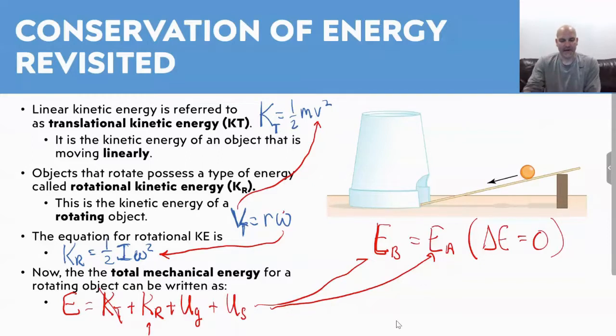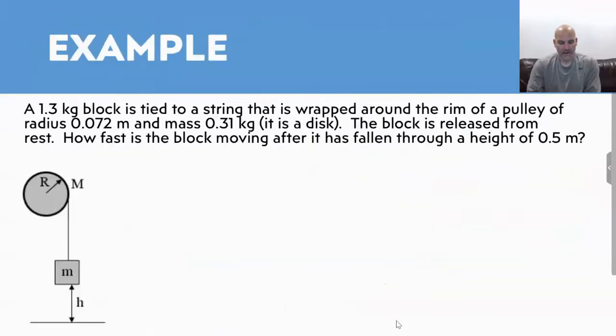So we're going to use our same diagram as before, okay? But we're going to change up the problem. Now we have a 1.3 kilogram block tied to a string that is wrapped around the rim of a pulley that has a radius of 0.072 meters with a mass of 0.31 kilograms. It is a disk, right? So if it's a disk, 1/2 mr squared is our moment of inertia. The block is released.